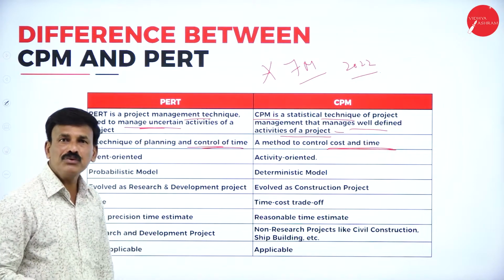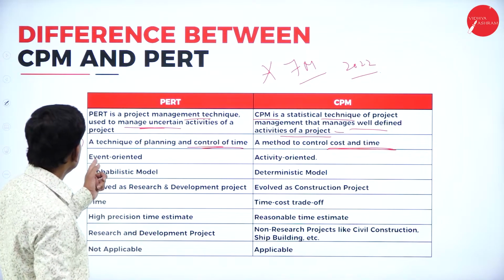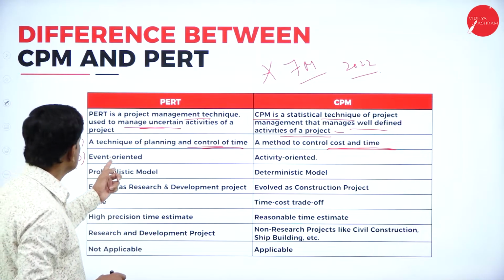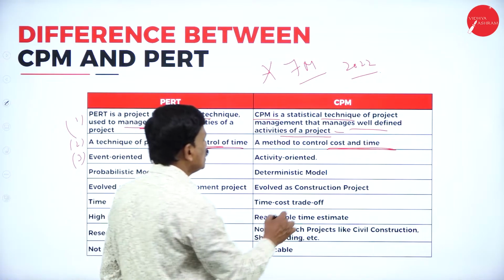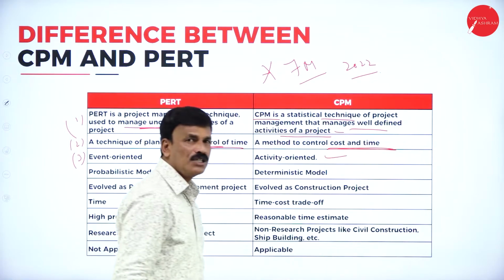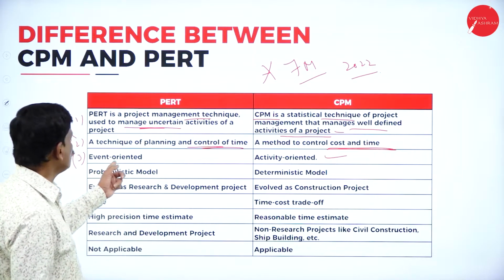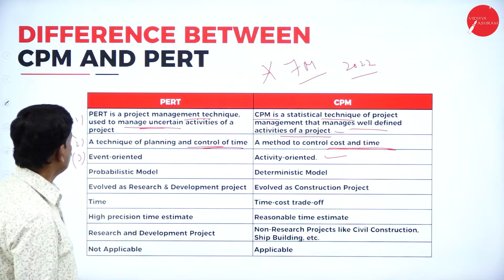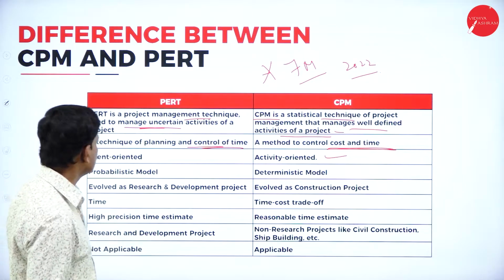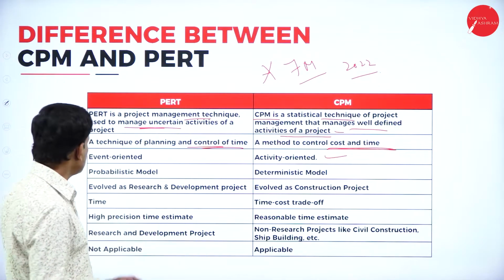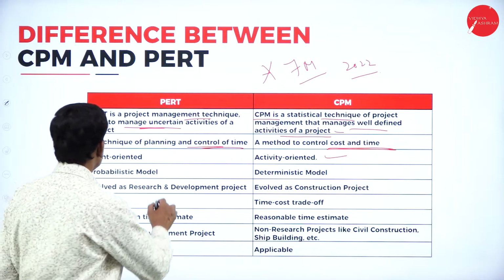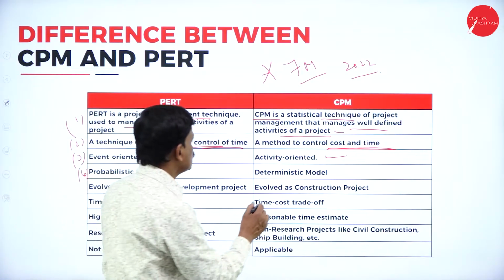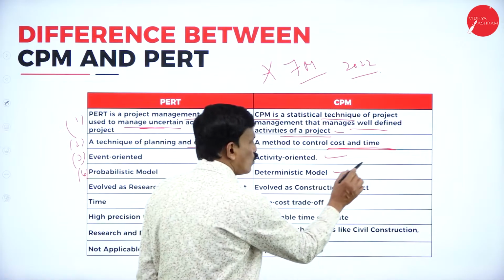Now, what is the orientation? PERT is event oriented, whereas CPM is activity oriented. Now, let us come to the model. PERT is a probabilistic model, whereas CPM is a deterministic model.